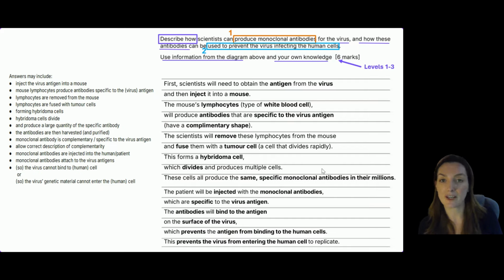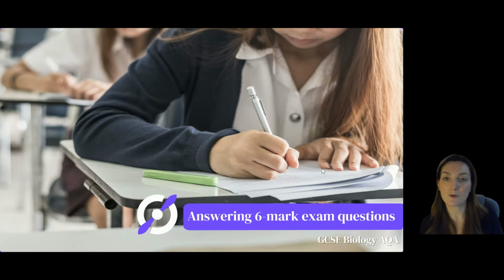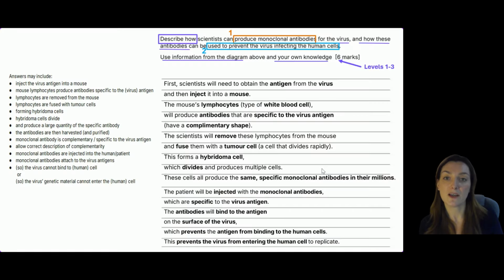Here's the indicative content on the left-hand side. This comes from the mark scheme. It includes all of the potential answers that students may include in their answer to this question. There may be other things that could be relevant as well, and examiners will use their own subject knowledge in determining if what you've written can also be included and help you to get a higher grade or a higher mark in a question. You can see that the majority of points in the indicative content have been mentioned in the answer.